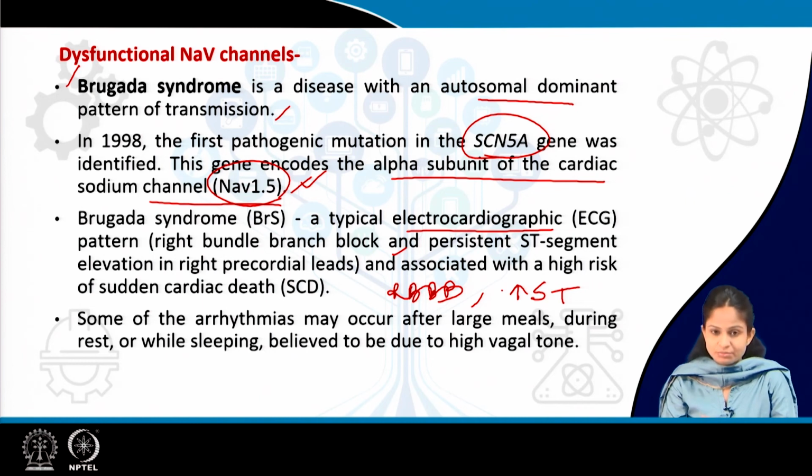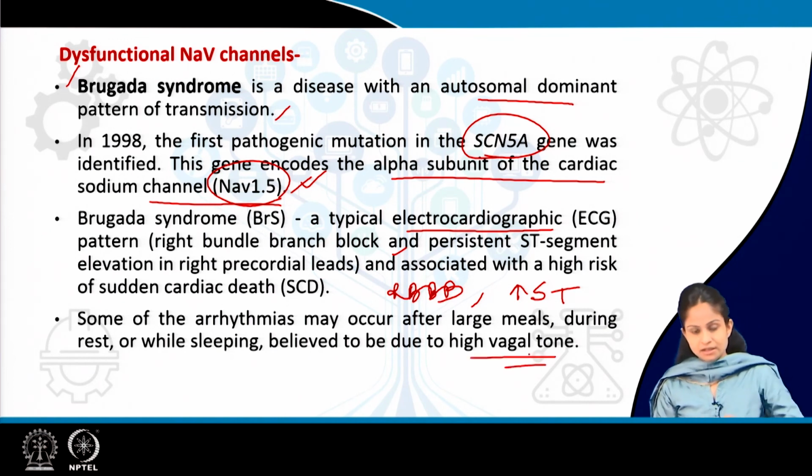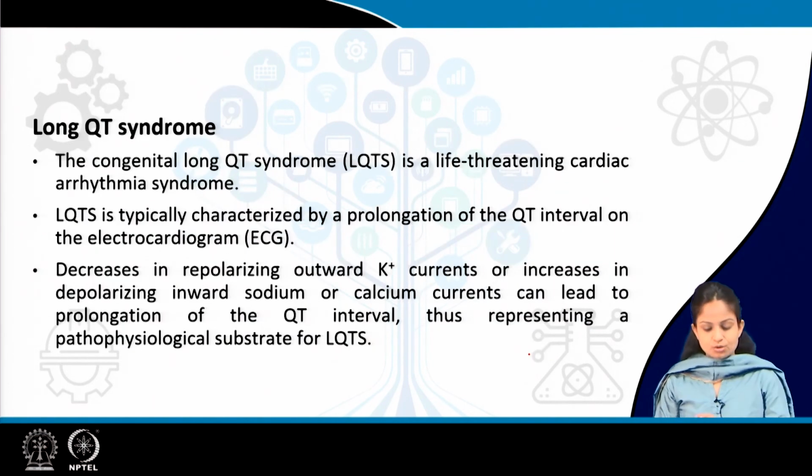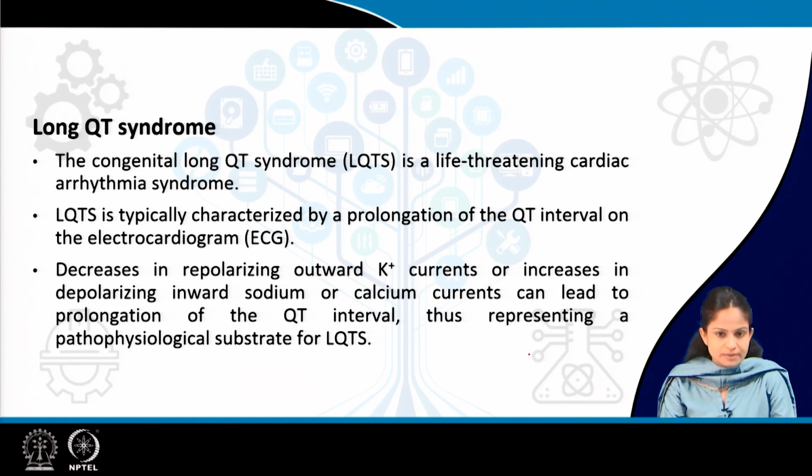Some of these arrhythmias might occur in response to exercise or stress, or even at rest, or even after heavy meals due to the high vagal tone. If you ask about the treatment, there is no specific treatment for Brugada syndrome. Right now, the treatment of choice is an ICD, that is an implantable cardioverter defibrillator, mainly used whenever ventricular fibrillation is noted.